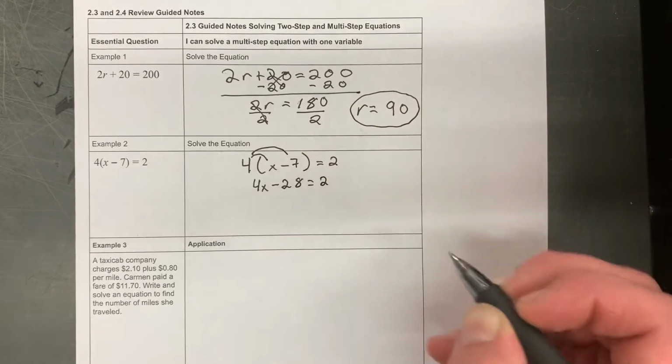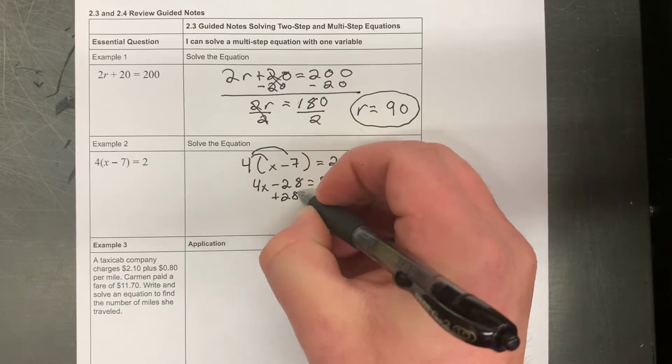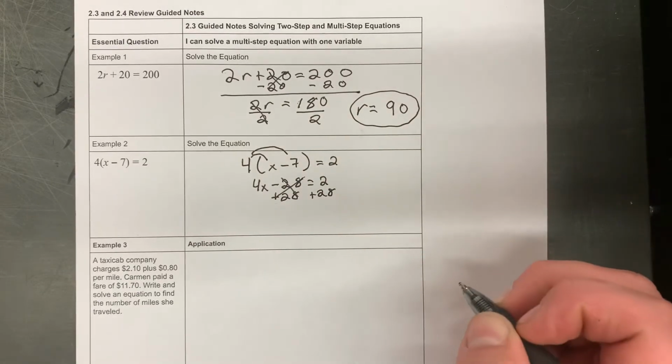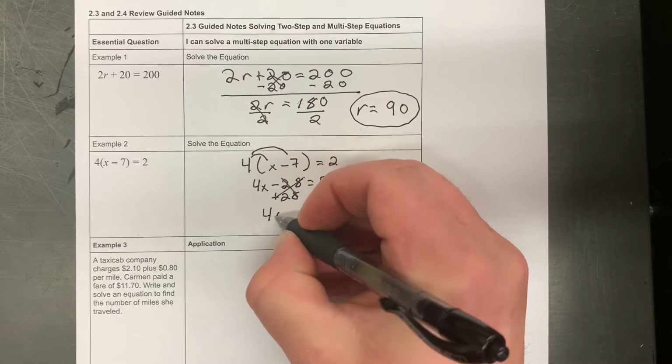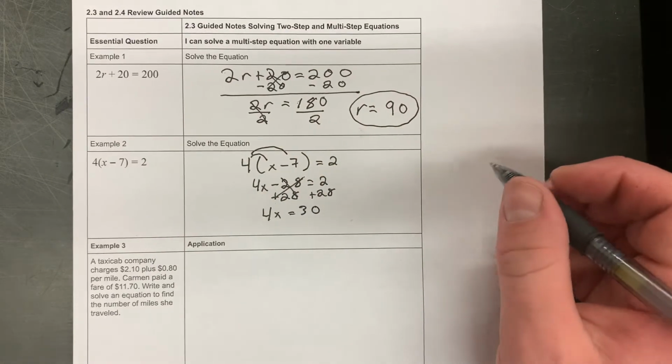Equals 2. I'm going to get rid of that negative 28 by adding 28. If I add 28 there, I have to add it to this side. These cancel. I'm now left with 4x equals 30. 28 to give me 30.